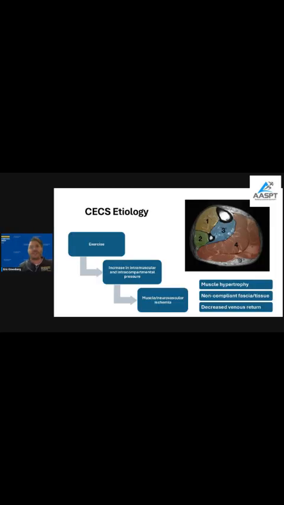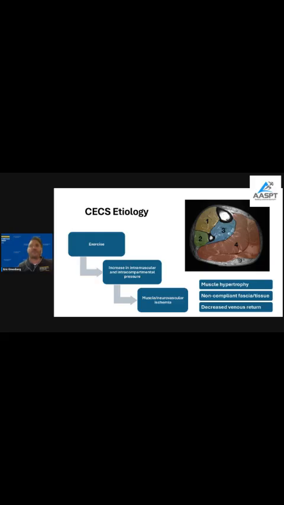So just the etiology of chronic exertional compartment syndrome, it's really unclear of the full etiology, but what we think happens at this point is that with certain amount of exercise, there's going to be an increase in the intracompartmental and intramuscular pressure of the lower leg. And as a result, there's ischemia or decreased blood perfusion to the muscle, or the neurovascular structures.